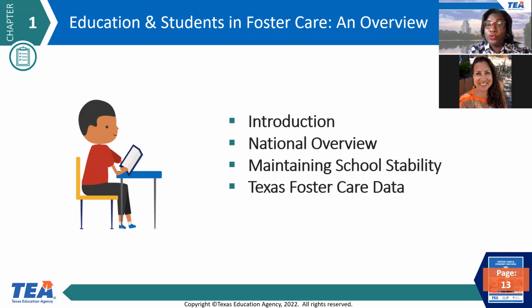The topics include an introduction and a national overview. We talk about maintaining school stability. And then we also provide you with Texas foster care data in this area. The chapter highlights new data, charts, and graphs about students in foster care. We also talk about graduation rates, dropout rates, and demographics of Texas students in foster care. So all of this information is located in chapter one. And don't forget, the color is green, and it starts on page 13.